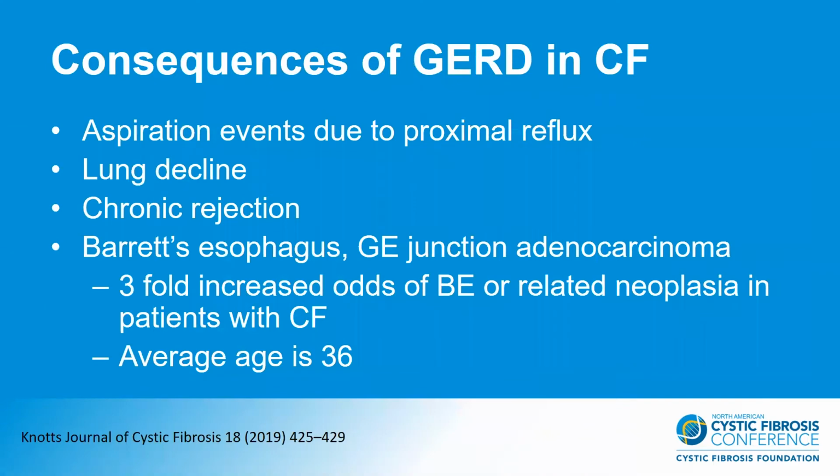What are the consequences of GERD and cystic fibrosis? Well, aspiration events due to proximal reflux, which can lead to lung decline and chronic rejection. There have also been studies in patients with cystic fibrosis showing an increased incidence of Barrett's esophagus and GE junction adenocarcinoma, which are thought to be acid reflux mediated disease processes, with a 3-fold increased odds of Barrett's or related neoplasia in patients with cystic fibrosis, with a younger age of onset compared to populations without cystic fibrosis.